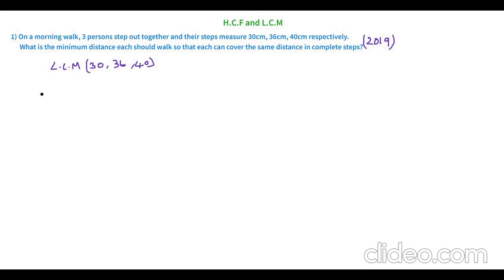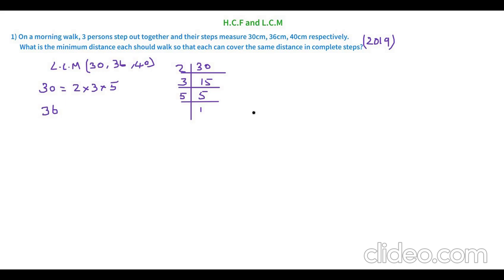So let's find out the LCM of 30. How will we find out the LCM of 30? I think you all remember the prime factorization method, which we have already learned. 30 is divisible by 2, so it is 15. Now 15 is not divisible by 2, but it is divisible by 3. So 3 times 5 is 15 and 5 times 1. So now what we have got for 30 is 2 times 3 times 5.